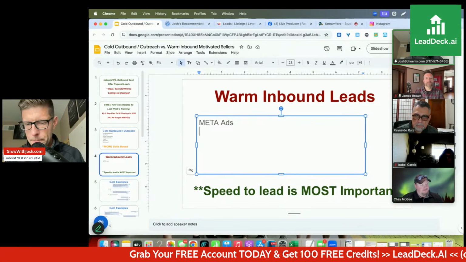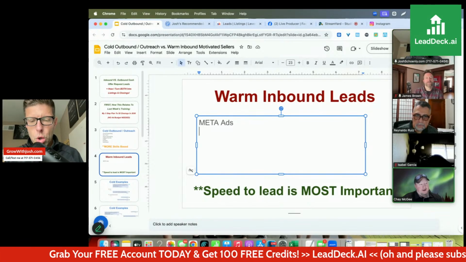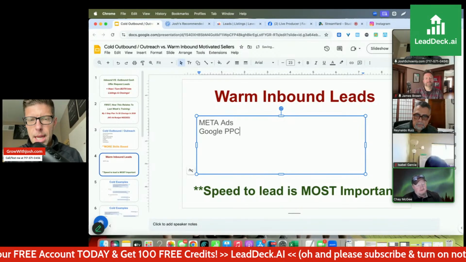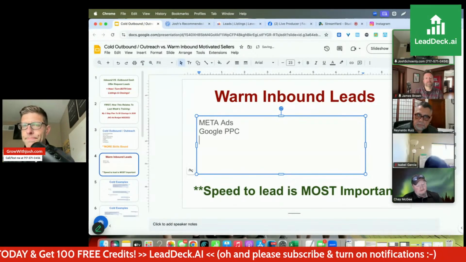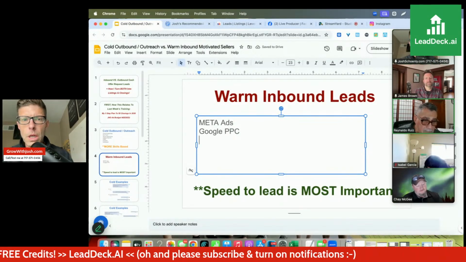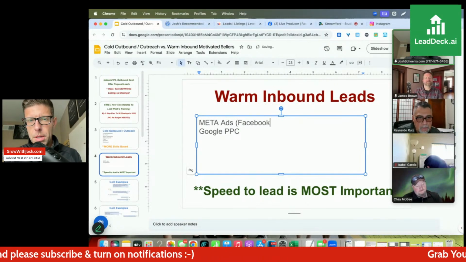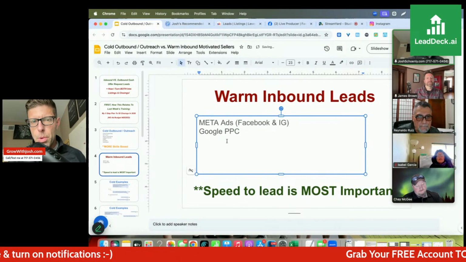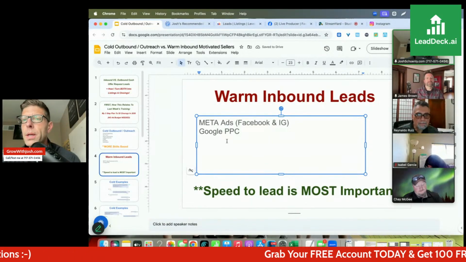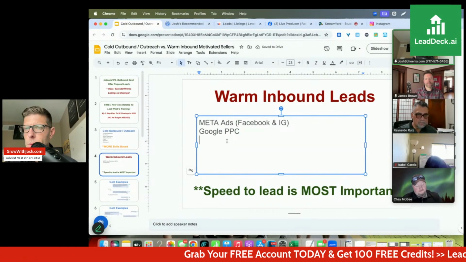Shay, go ahead. Google PPC. Absolutely. Love it. What else? Instagram. Yep. So Meta is Facebook and Instagram. Facebook and IG, we'll put those both in there. But yes, absolutely, 100%. What else? What are we missing here?